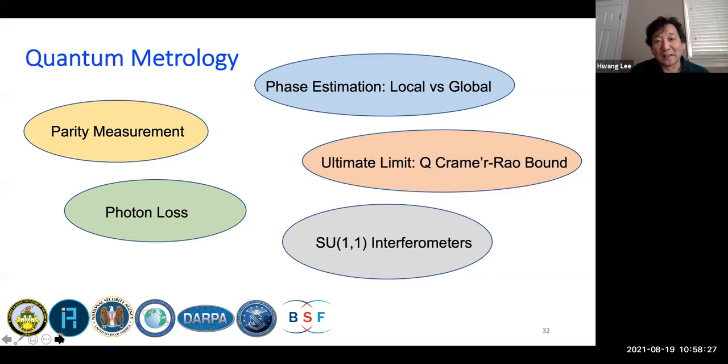Okay, so I just briefly mentioned phase estimation and Heisenberg-limited interferometry and photon loss effects there. I hope this will be a brief introduction to the next talk, which will be given by Stan. Okay, thank you very much for your attention.